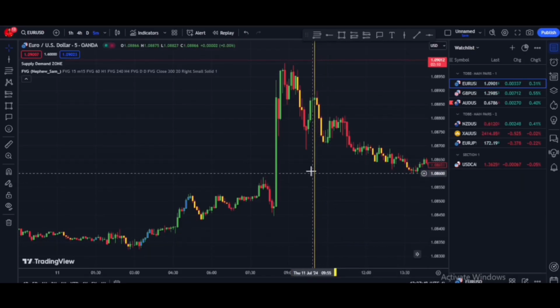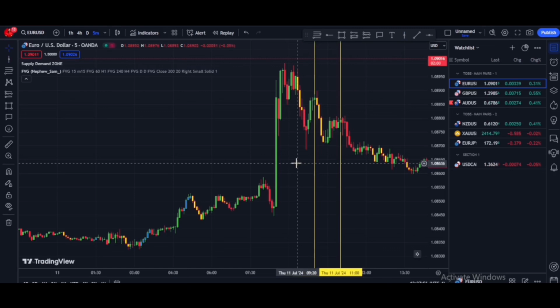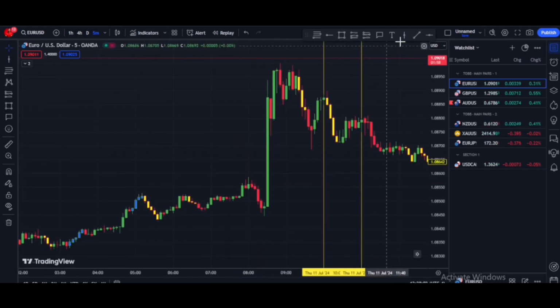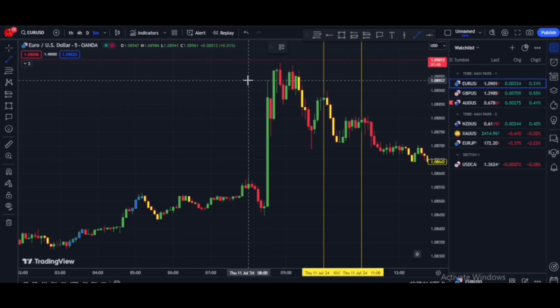Now plot your vertical line at 10 a.m. and 11 a.m., which is around here. What you want to do is look for the most recent manipulation in price. Well, not quite manipulation, I would call it a liquidity grab. As you can clearly see, there's a strong momentum to the upside here. Price made a very simple retracement, and let's plot that out.